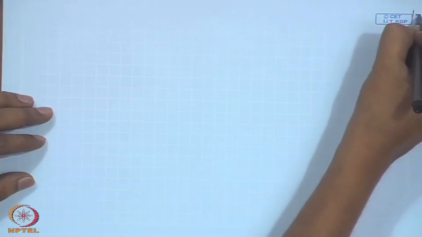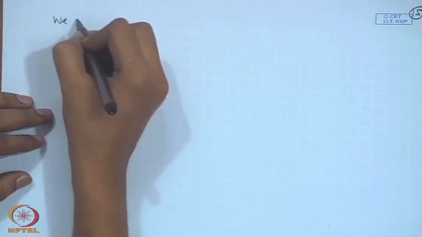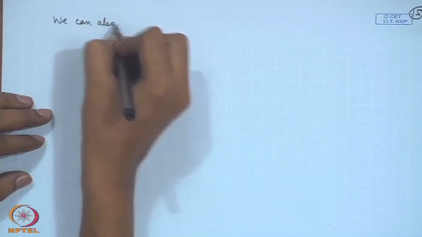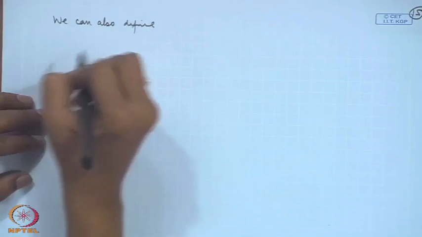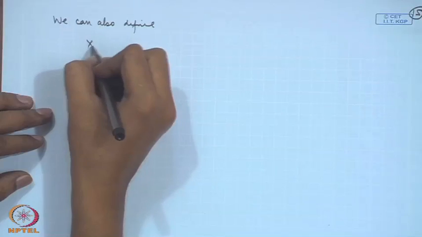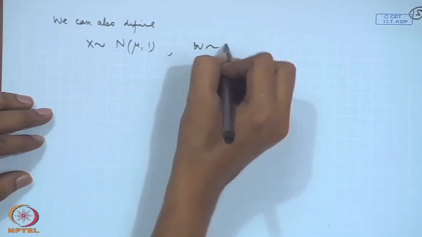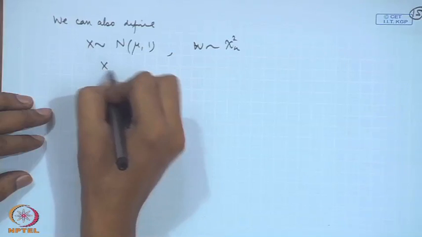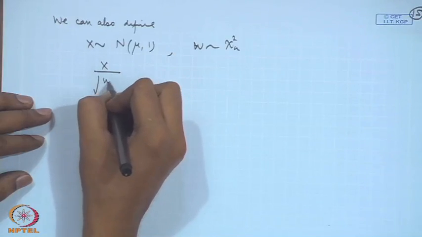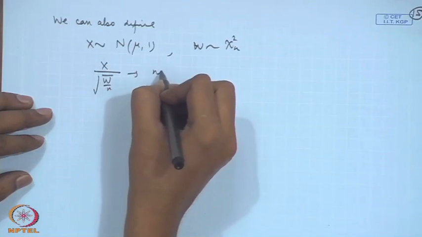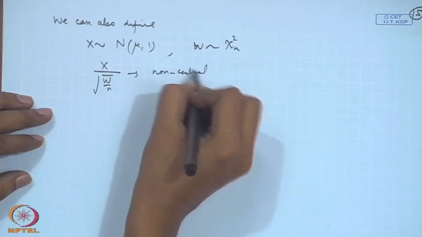We can also define x following normal mu1 and say W follows chi square n. Then if I consider x divided by root W by n, then this is called non-central T.